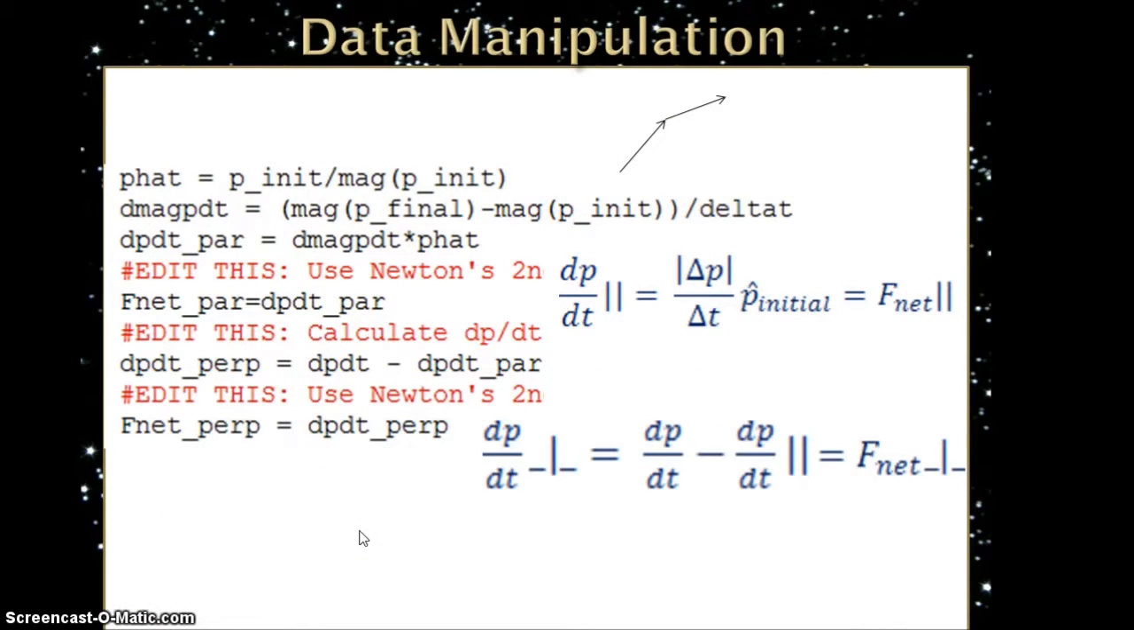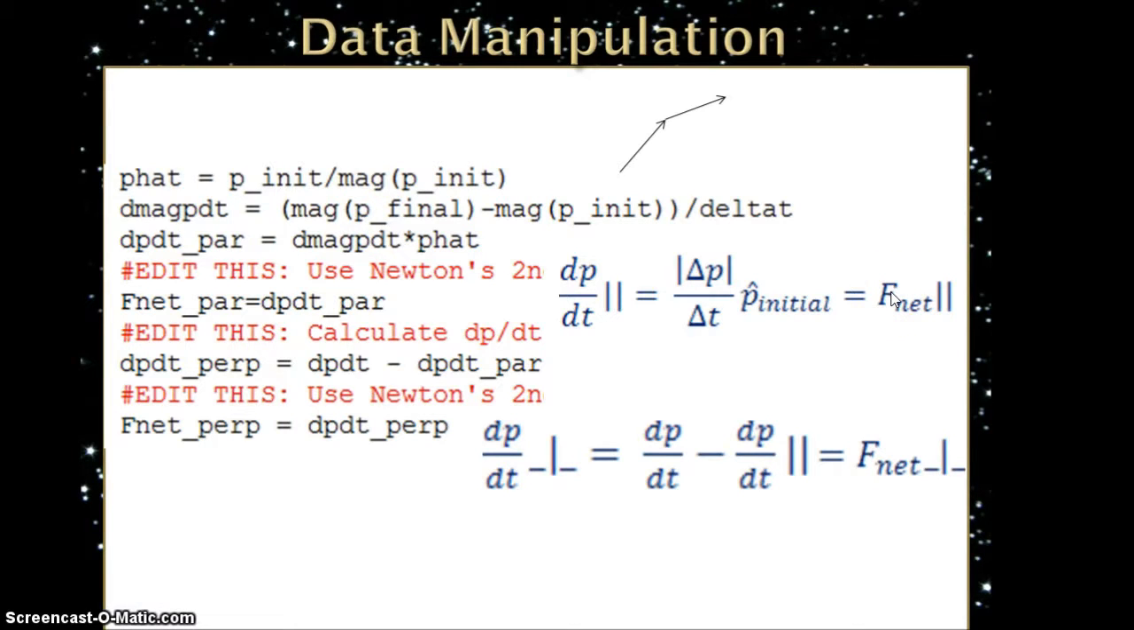Now let's look at the net force in greater detail. We know that the perpendicular component of the net force describes changes in direction, and the parallel component of the net force describes the star speeding up or slowing down. Now we can define the parallel component as the magnitude of the change in momentum over time times the direction of our initial momentum. And we know by Newton's second law that this also equals the net force in the parallel direction.